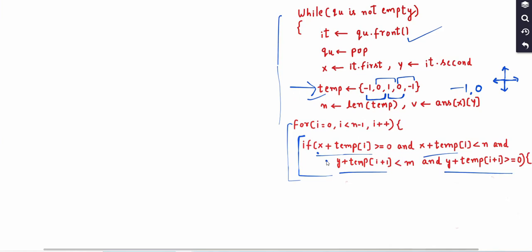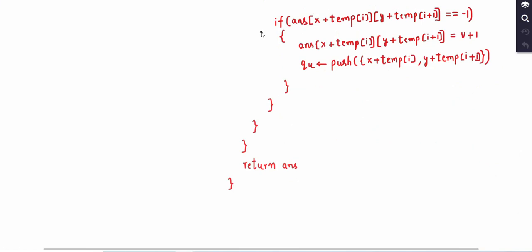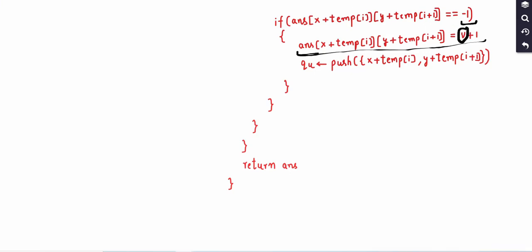Fine. And if the new cell is a valid cell, which I am checking here, then I have to check if the adjacent cell is not visited. So if the adjacent cell contains -1, that means it hasn't been visited because the height cannot be negative. In that case, I have to assign the height to this cell. And how would I assign the height? The height would be the height of the current cell on which I'm standing, which is V.